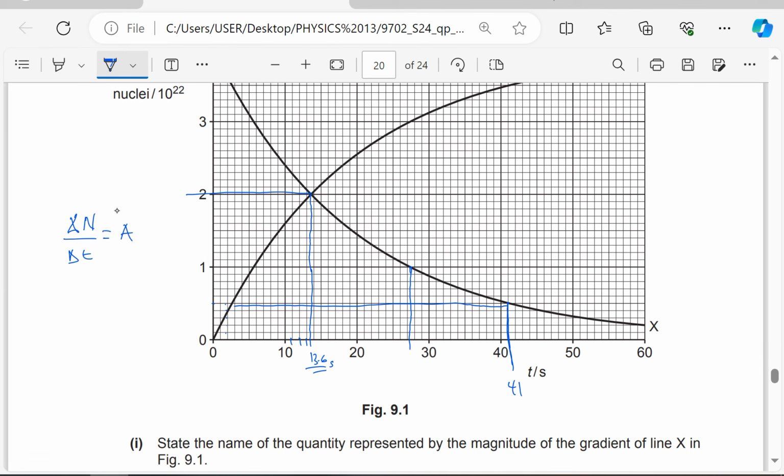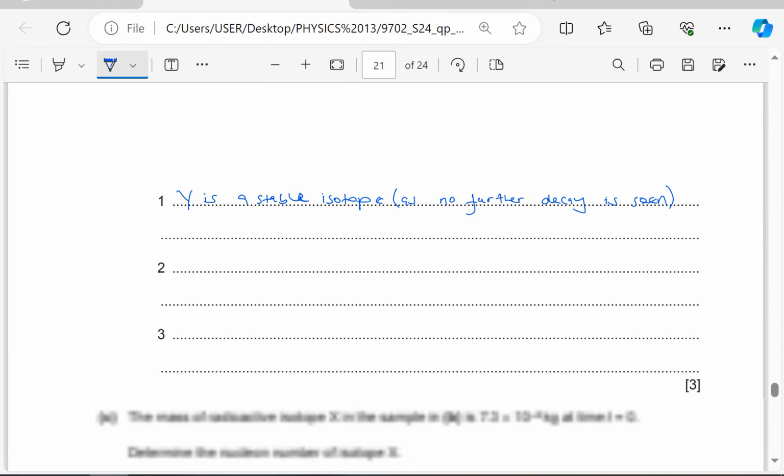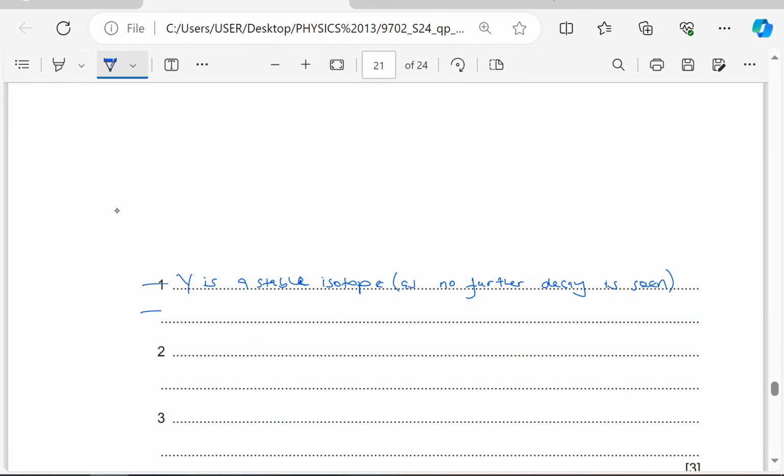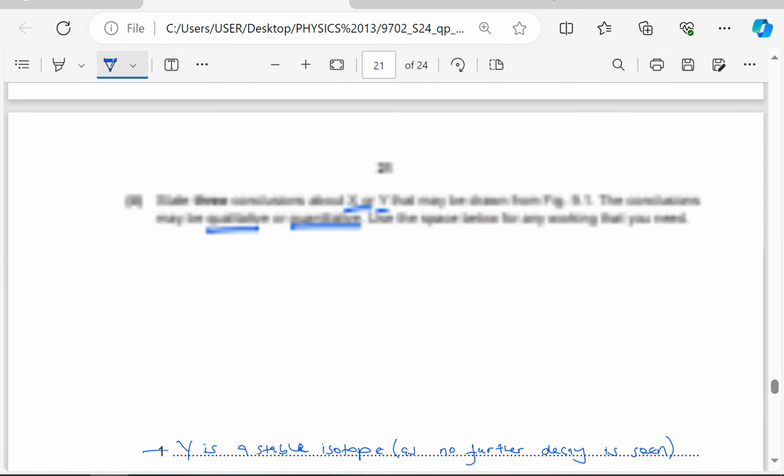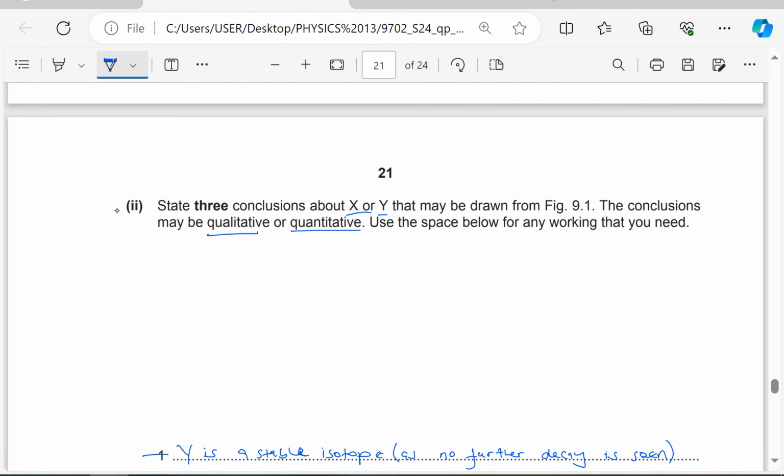1, 2, 3, 4, 5. So it can't be 13 point. If you say this is 13.5, 13.4, 13.6, then the answer is approximately 13.6. So I'll take 13.6. So one was that. Number 2, I'll say the half-life of X is 13.6 seconds.